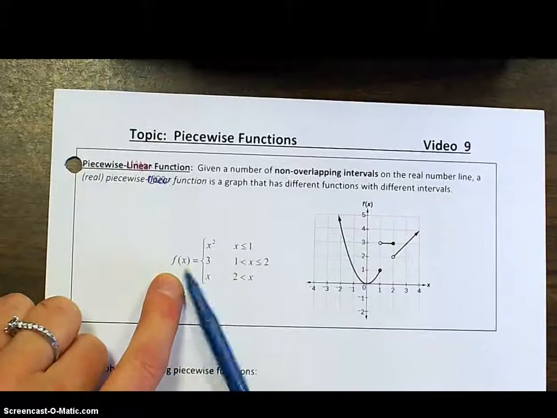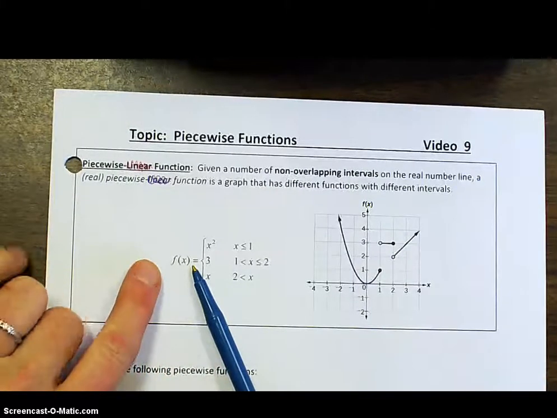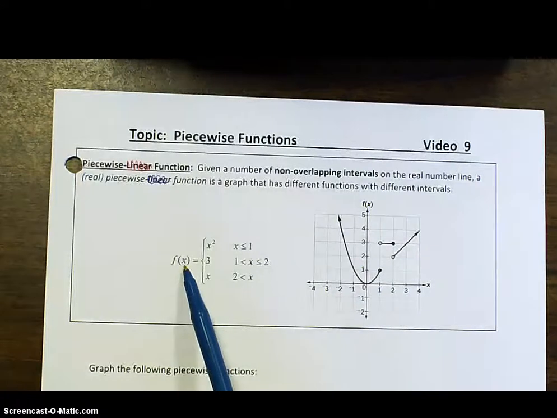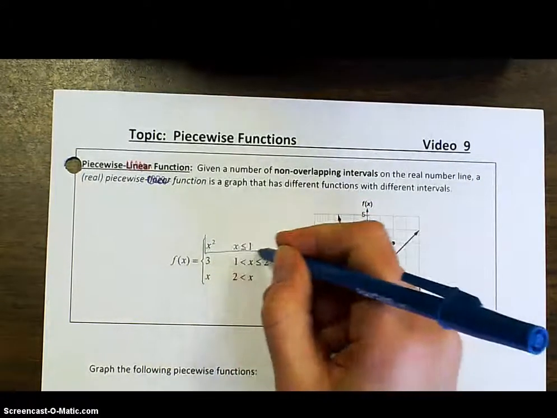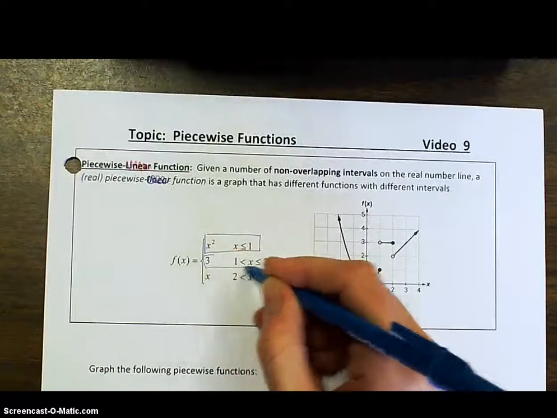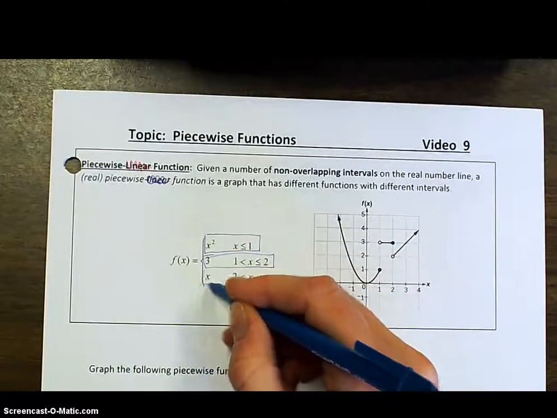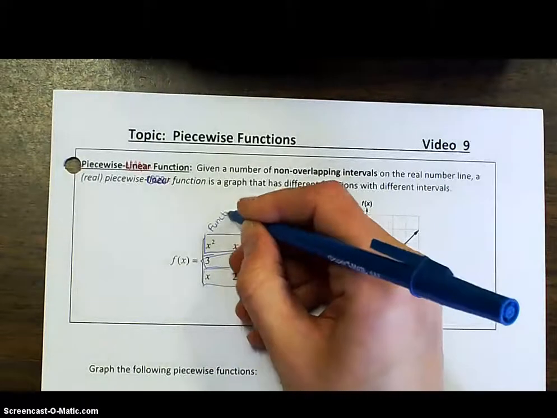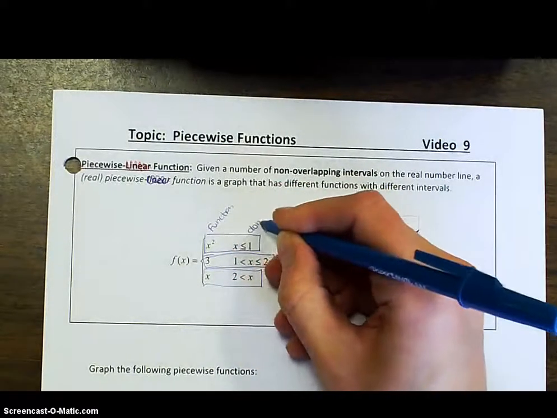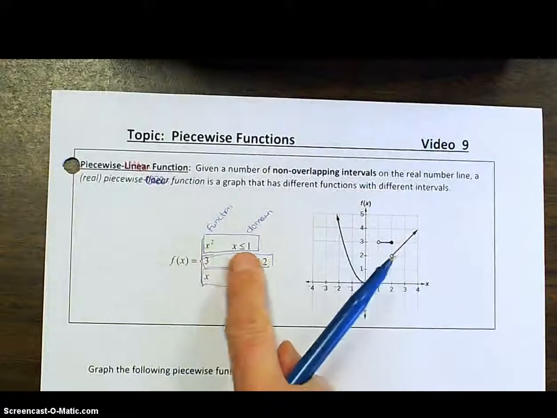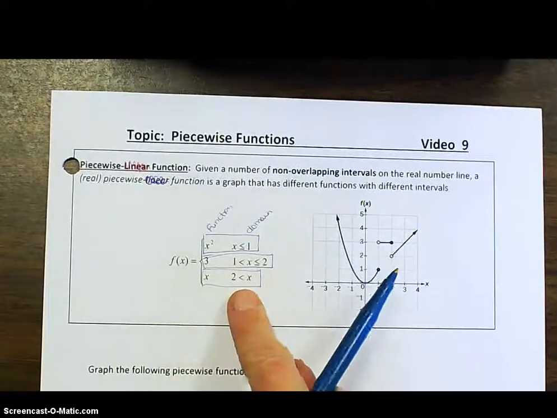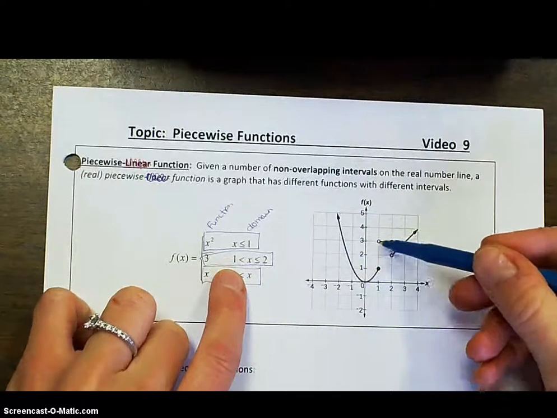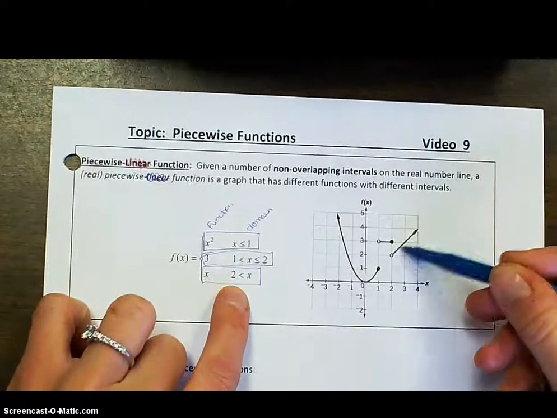So here's our function f of x. Remember, f of x is just a fancy way of saying y equals. So if we take a look here, how many functions or how many pieces do we have? Well, this is our first piece, this is our second piece, and this is our third piece. All right, so these are your functions. And then this is the domain that you're going to use for that function. So it's the function, the domain, the function, domain, function, domain. By the end, this is what it looks like. So here's our first function, here's our second function, and here is our third function.